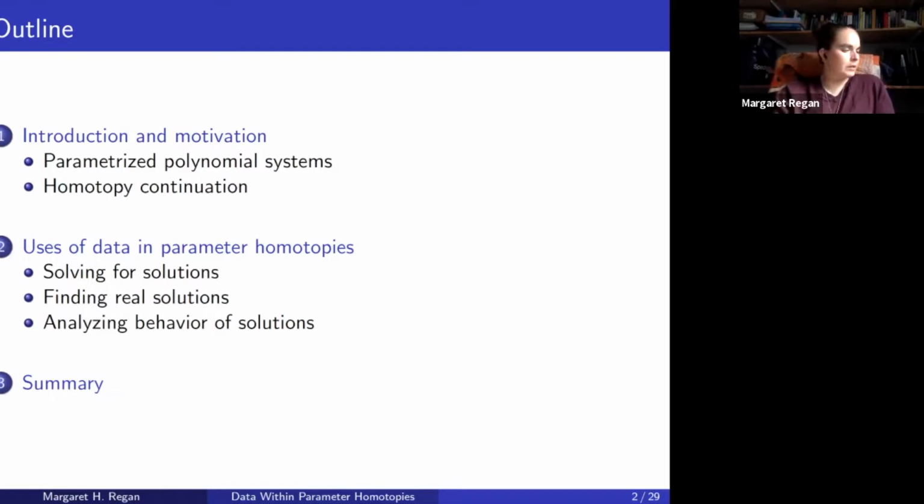And then another problem in the synchronization world, the Kuramoto model, to talk about how the data impacts our ability to solve the solutions, finding just real solution sets, which is what most applications care about, right? They don't care about complex solutions. And then also being able to analyze any behavior of the solutions. And later I'll go into what all of that means. And then finally, I'll summarize.